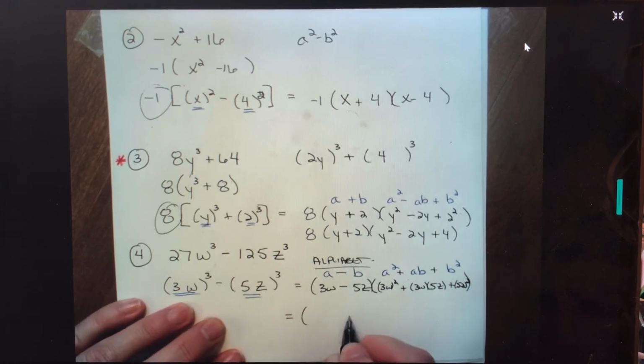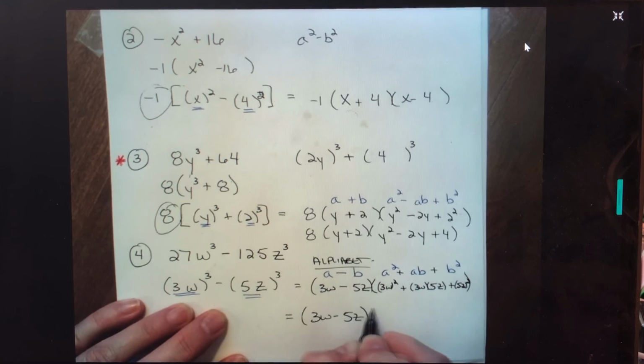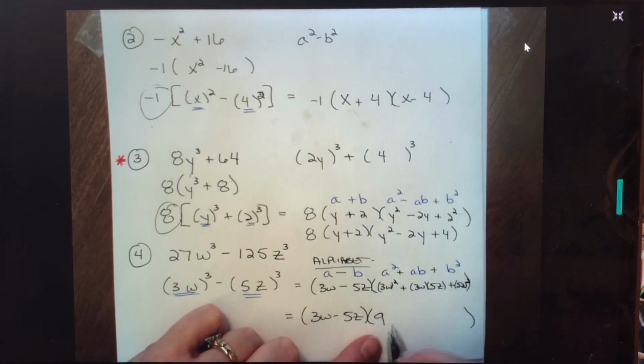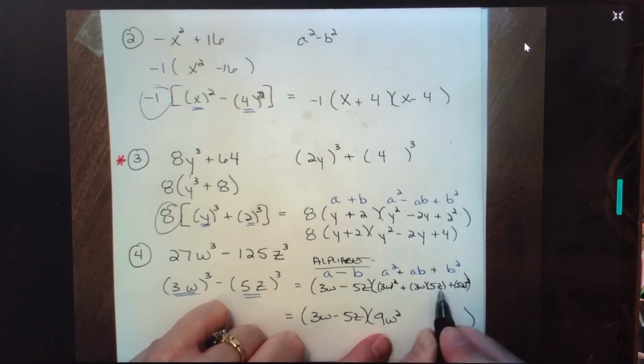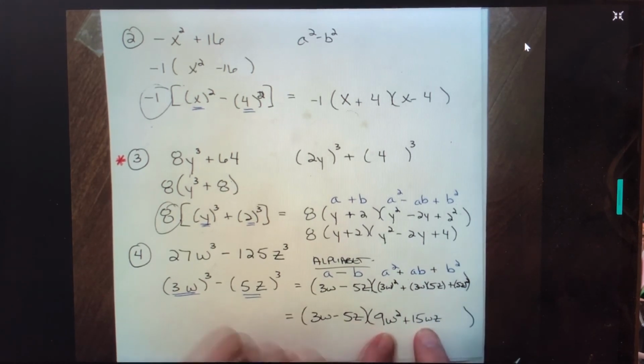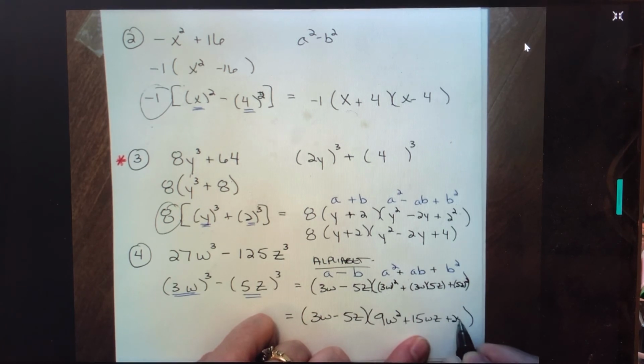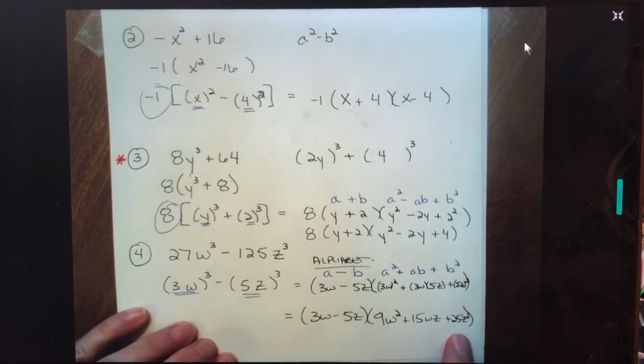So my final answer is going to look like 3w minus 5z, and inside this trinomial, if I square 3w, squaring the 3, 3 times 3 is 9, and then I have the w squared. Here, 3 times 5 would get me 15, and then I have a w times a z. That's the middle term there. And then here, if I square 5z, the 5 squared becomes 25, and the z squared becomes z squared. So this is what that trinomial looks like.